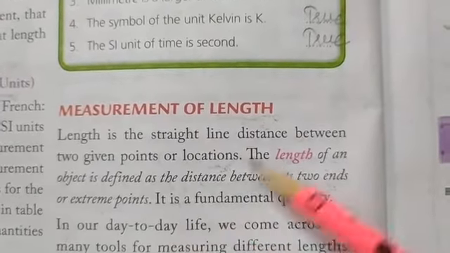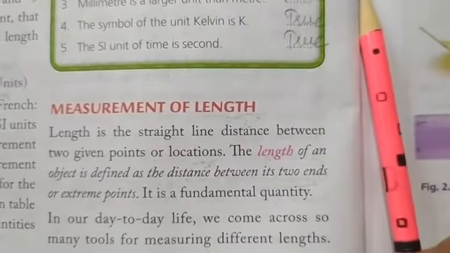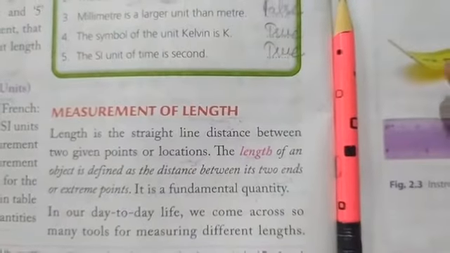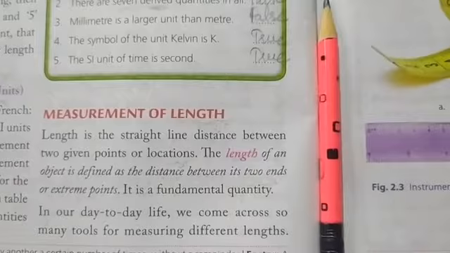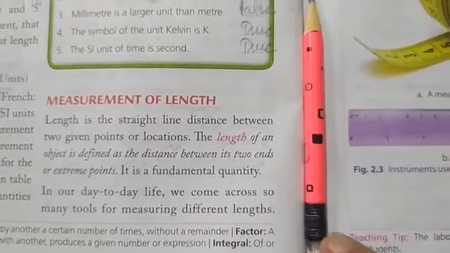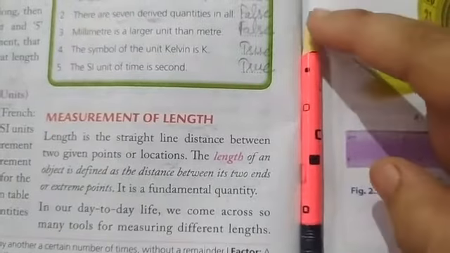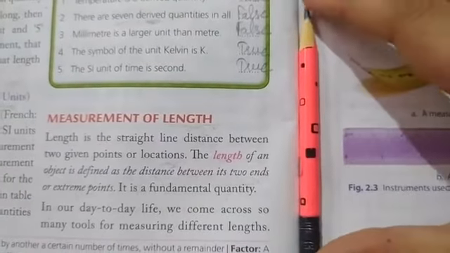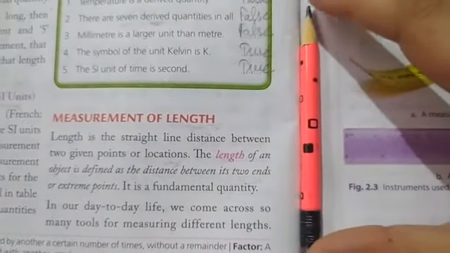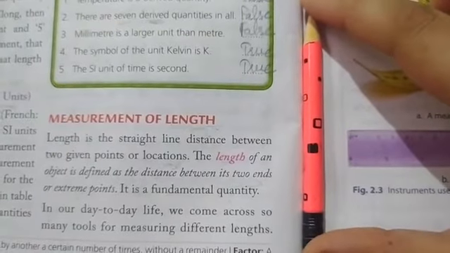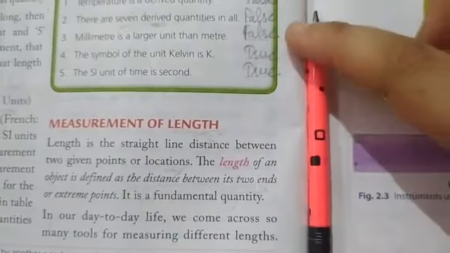extreme points. For example, if we want to measure the length of this pencil, then the length of this pencil will be equal to the distance between its two end points. This is the first end point and this is the second end point. The distance between its two endpoints or two extreme points is known as its length.